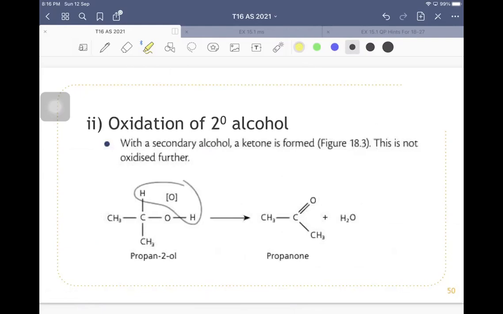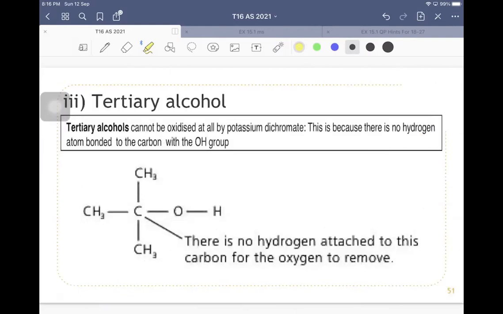The next one is tertiary alcohol. Tertiary alcohols cannot be oxidized at all by potassium dichromate, by potassium manganate, or any other oxidizing agent. The reason for that is because there is no hydrogen atom bonded to the carbon with the OH group.